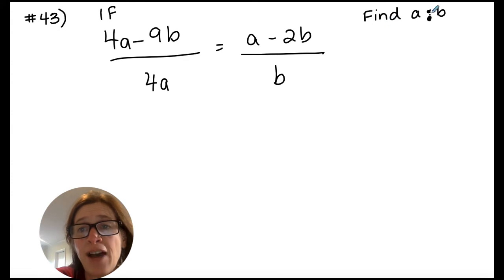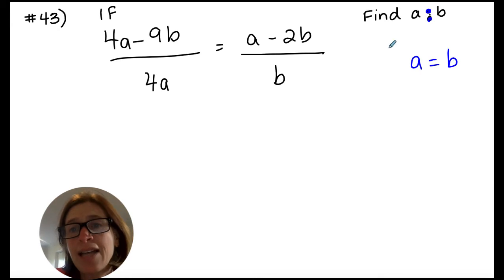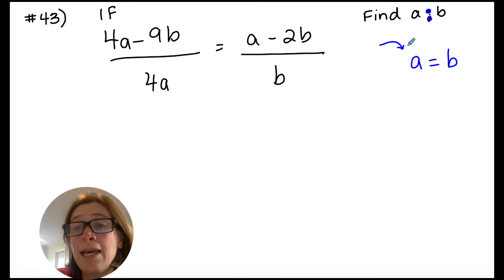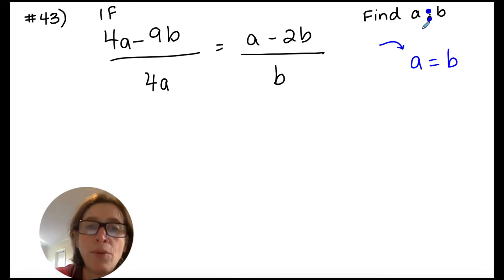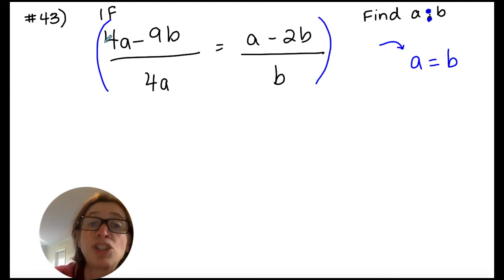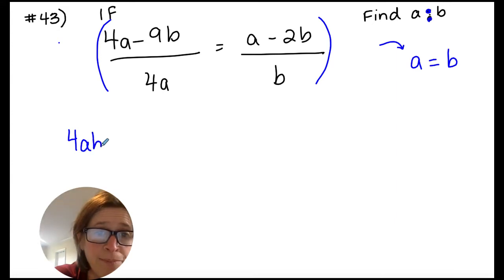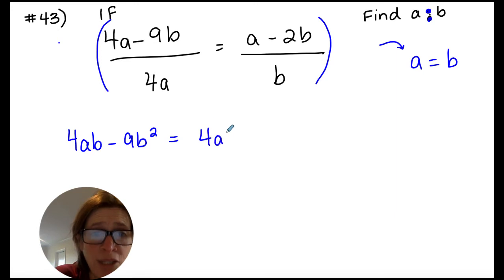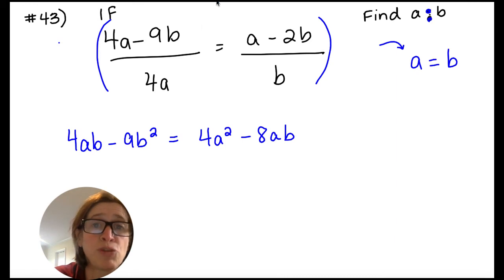So it said find a to b, so I actually wanted to see it in this form, a equals b. That's what I decided I wanted to look for. If I can get this as an equation, a equals b, then I might be able to do something. All right, so I used the cross products, which is the same thing as clearing fractions. So that would give me 4ab minus 9b squared equals 4a squared minus 8ab. So this told me that this was a quadratic equation because the highest exponent was a 2. So I decided to get it set equal to 0 and factor.